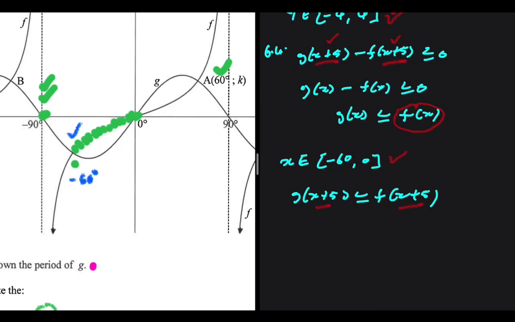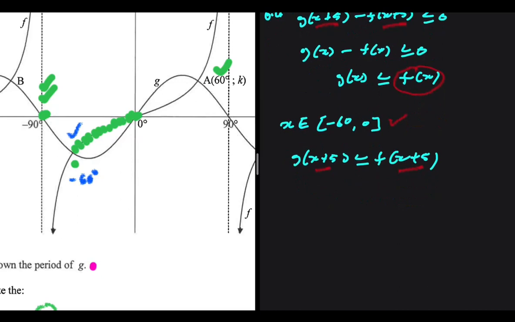It shifts the function to the left. If it was minus, it will be shifting it to the right. So if you are at minus 60 and you shift 5 units to the left, then you will be at minus 65 degrees. And if you're at 0 and you shift 5 units to the left, that is minus 5 degrees. And this is the solution we are looking for. Right, this is just helping us get there.